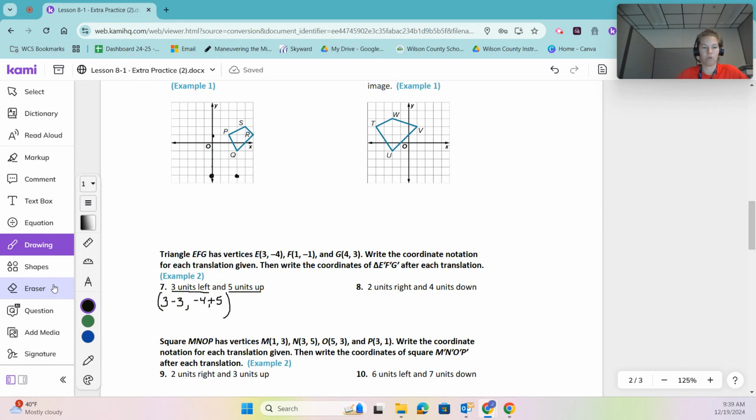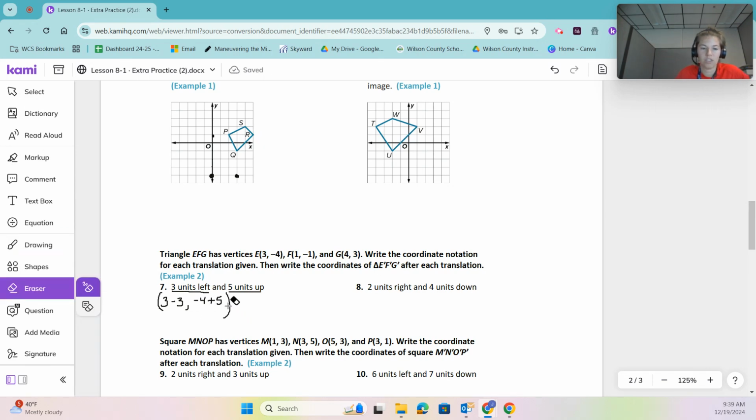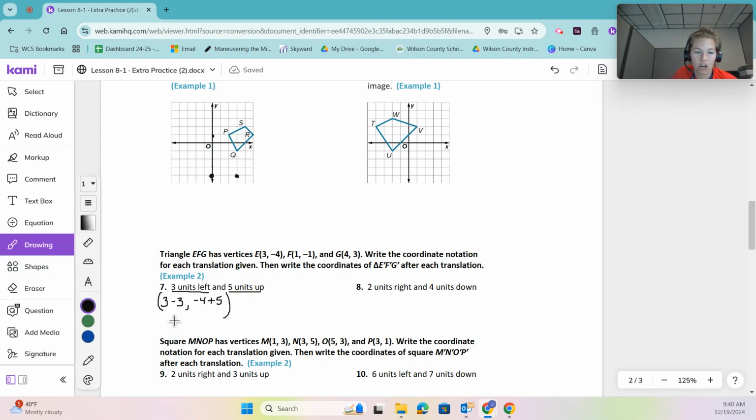-4 plus 5. All right, so if I went to the right, I would be adding to my x value. If I went down, I would be subtracting from my y value. So my new coordinates are going to be 0, +1 for E. This is going to be E prime. Then I'm going to do the same thing to each of the other ones.